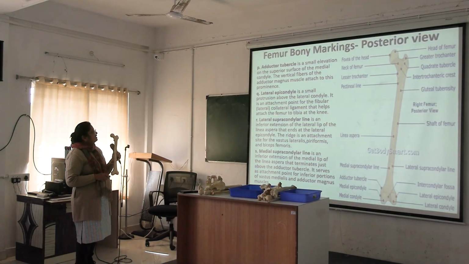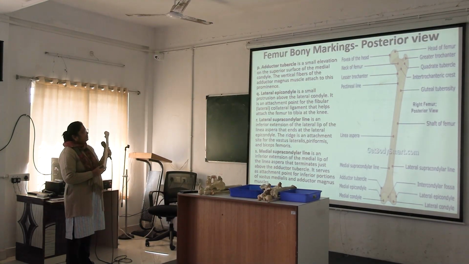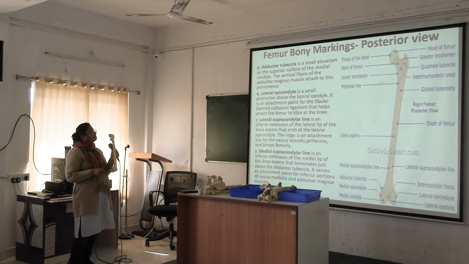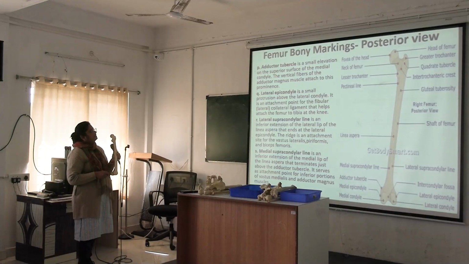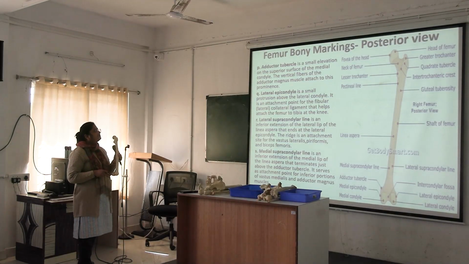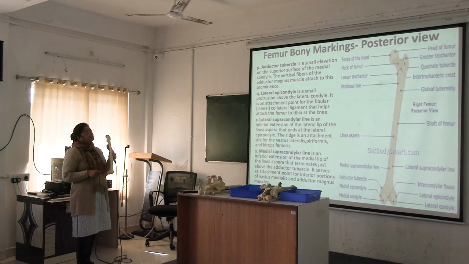Next is lateral epicondyle. It is a small protrusion above the lateral condyle, an attachment point for the fibular collateral ligament, and helps attach the femur to the tibia at the knee joint.